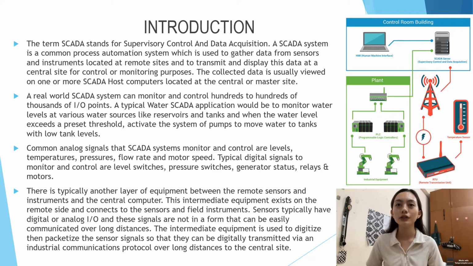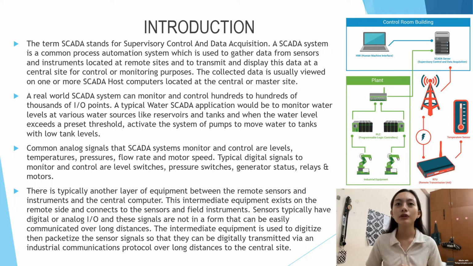A typical water SCADA application would be to monitor water levels at various water sources like a reservoir, and when the water level exceeds a preset threshold, activate a system of pumps to move water to tanks with low tank levels. Common analog signals that SCADA systems monitor and control are level, temperature, pressure, flow rate, and motor speed. Typical digital signals to monitor and control are level switches, pressure switches, generator status, relays, and motors.